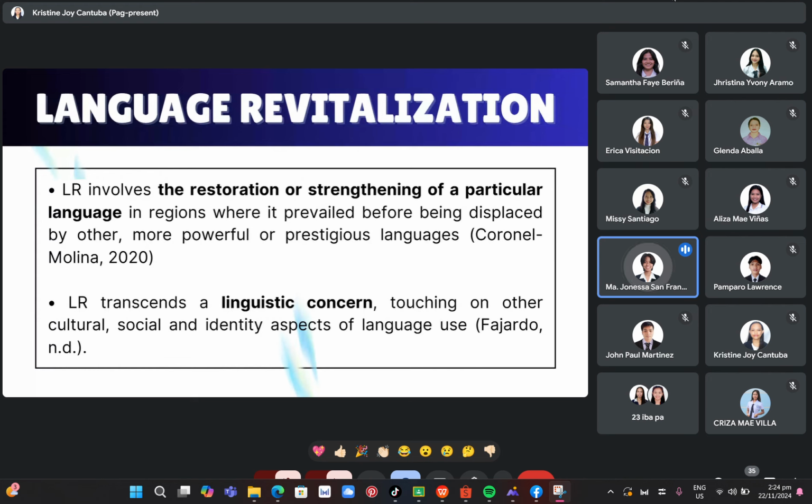So at this juncture, we will now be discussing language revitalization. Language revitalization involves the restoration or strengthening of a particular language in regions where it prevailed before being displaced by other more powerful or prestigious languages. Now, from the word itself, revitalization, this talks about bringing something back to life.